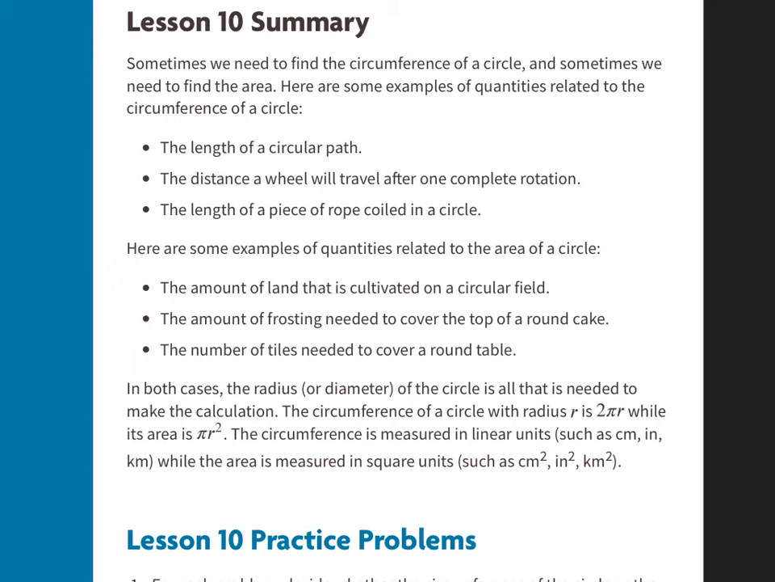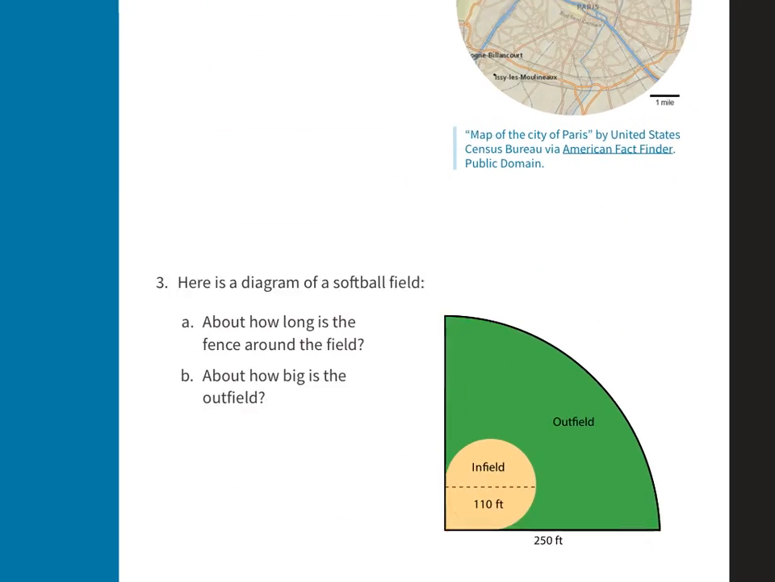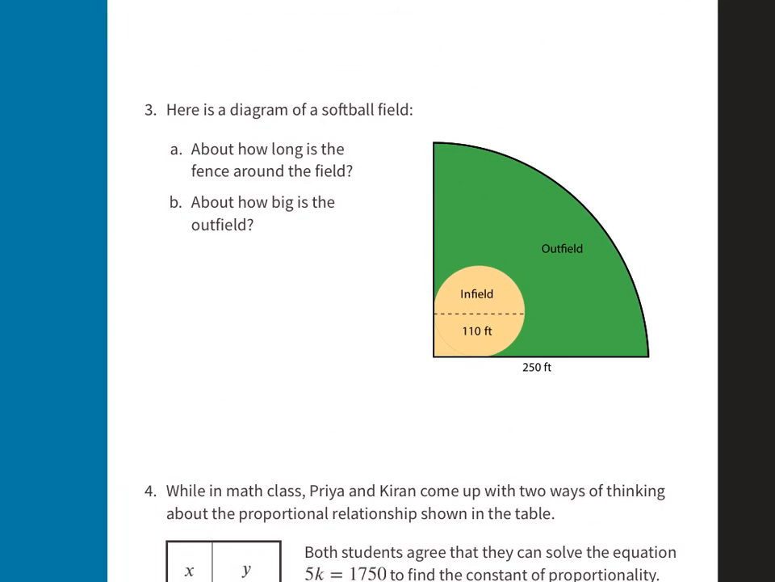Okay, on your assignment today, looks like we're going to do number 1 and number 3 in your book. Number 1, it just gives you situations, and you have to tell me, are they talking about the circumference, or are they talking about the area? Okay, and then number 3, we need to find both the circumference, or the distance around the field, and then the area of the field.